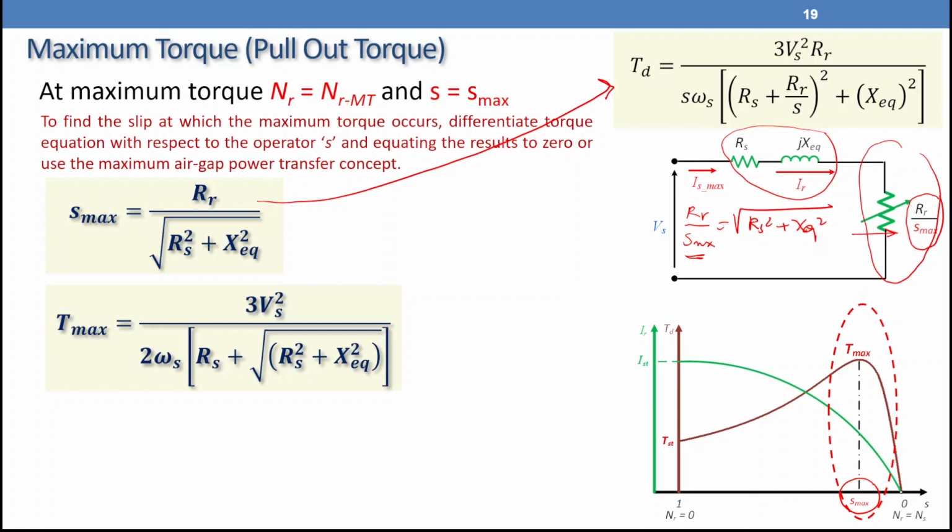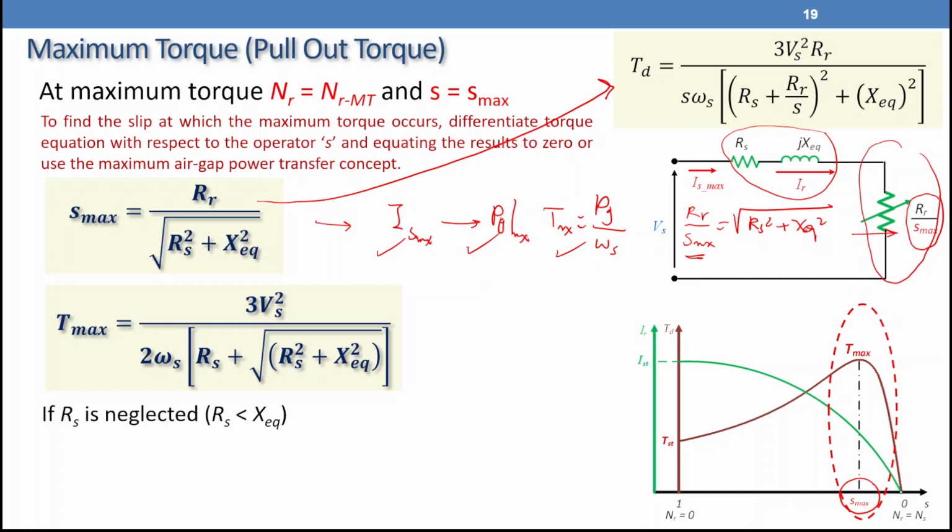Another note: I'm not going to memorize these equations. Simply, you are going to calculate S maximum, then calculate I at S maximum, then calculate P gap at maximum, and then you are going to find torque maximum equals P gap over omega S. So either you use this equation directly, T maximum equals, or work step by step. I like to work step by step. Calculate the current at S maximum, power gap at S maximum, then torque maximum.